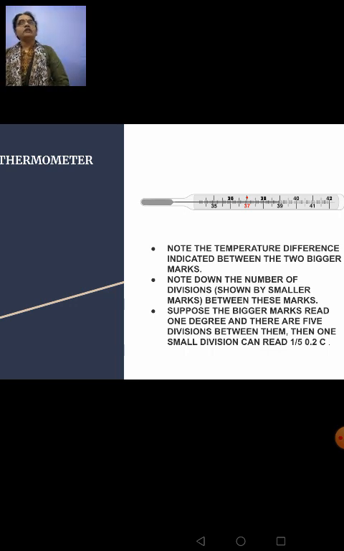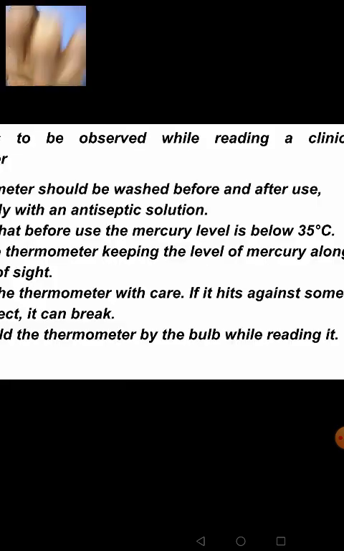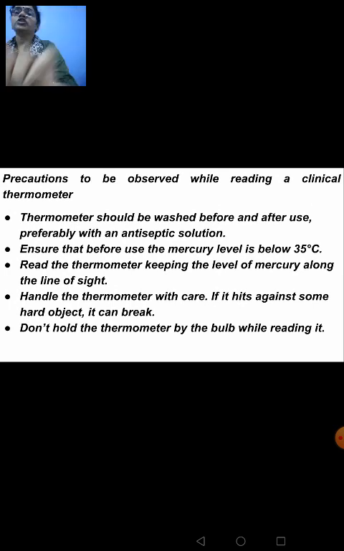And how do you read the thermometer? You have to calculate the division between two bigger readings, and if there are 5 divisions, you will calculate every small division as 0.2 degree Celsius. The temperature reading of a thermometer starts from 35 degrees C to 42 degrees C. Okay. Next is what are the precautions you should observe while reading a clinical thermometer.